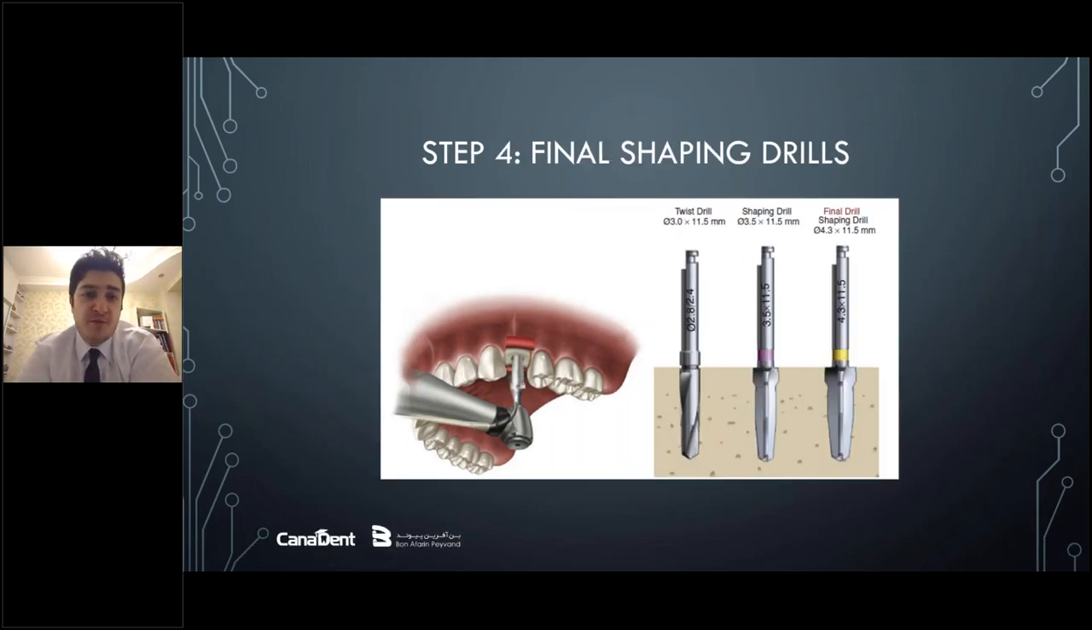Step 4, we use the final shaping drills. Depending on the diameter, multiple twist drills may be used. Usually, the final drill will be within 1 millimeter of the final implant diameter. For example, a 4 millimeter implant will have a final drill size of approximately 3.2. It is included in your surgical kit. The logic behind this design is that we want the fixture to expand the bone as it's getting in position. And if it's the exact diameter of the final drill, we won't be able to get proper primary stability.